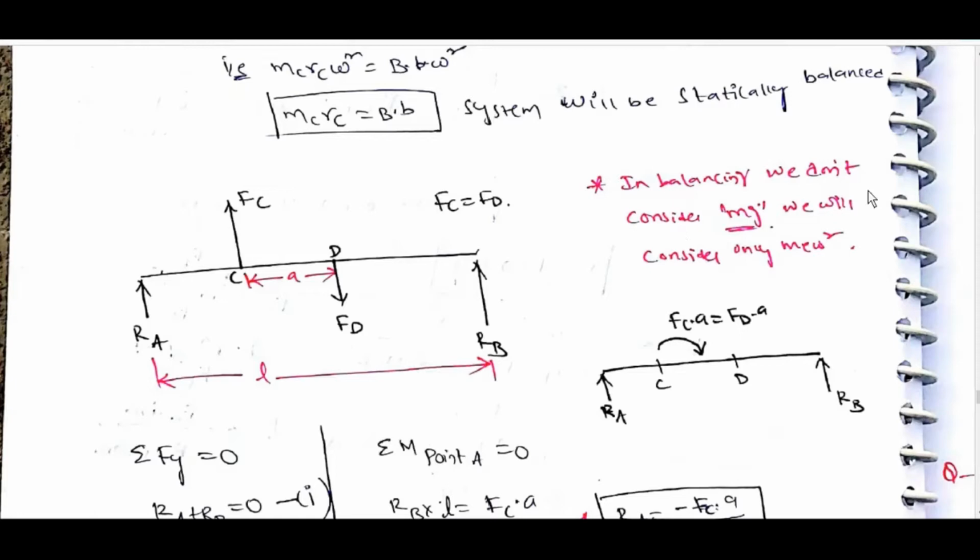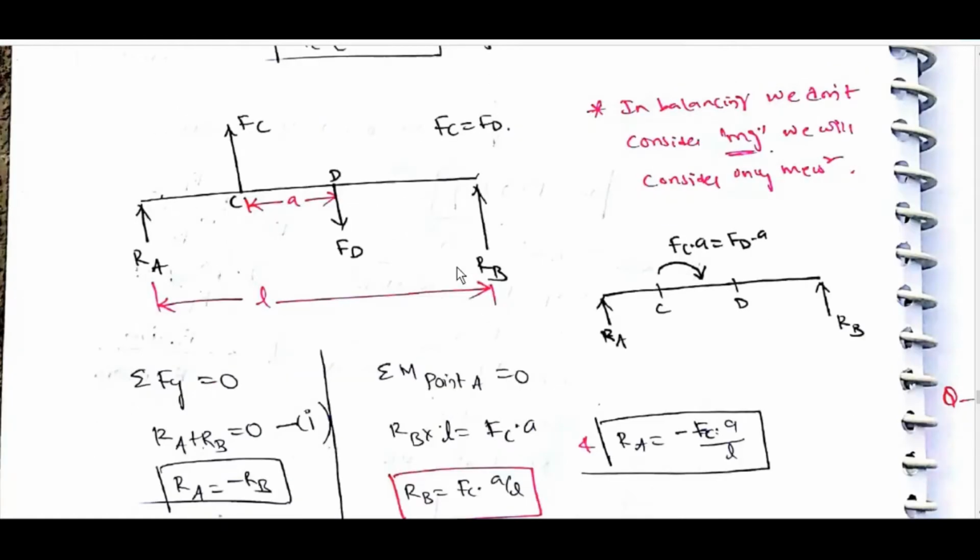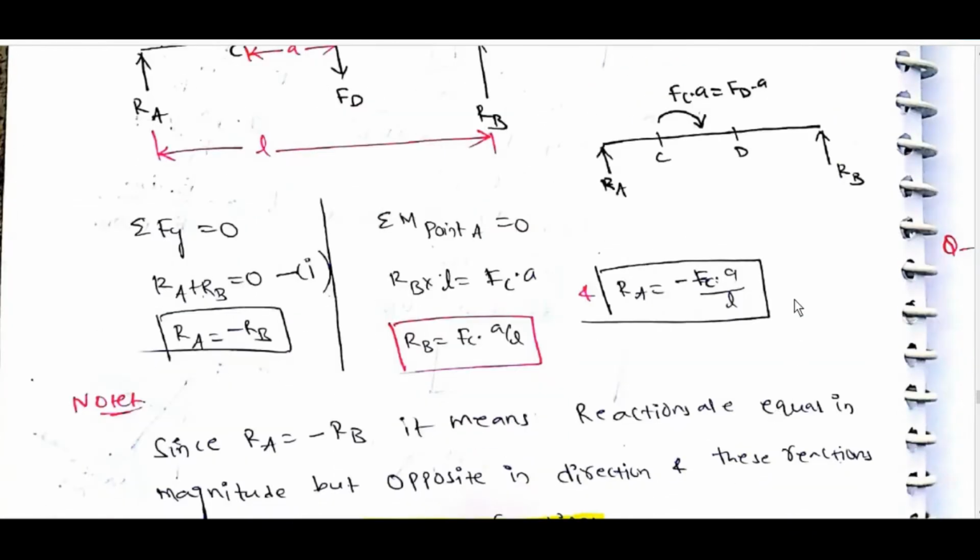In balancing, we don't consider m g, we will consider only m e omega square. F c is equal to F t. Sigma F i is equal to 0. R a plus R b is equal to 0. R a is equal to minus R b. Sigma moment about point A is equal to 0. R b into L is equal to F c into a. R b is equal to F c into a by L. R a is equal to minus F c into a by L.